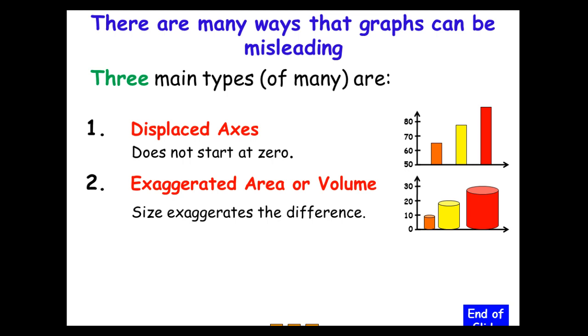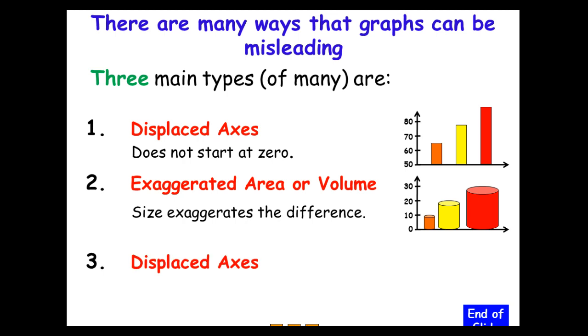But the volumes of those cylinders are increasing way bigger than just the height. They should all be the same size, and only the height changes to show that difference of 10 each time. The volume difference is actually way more than 10.